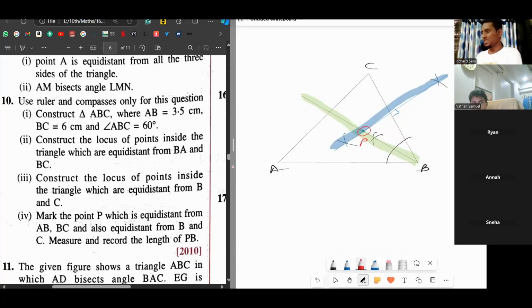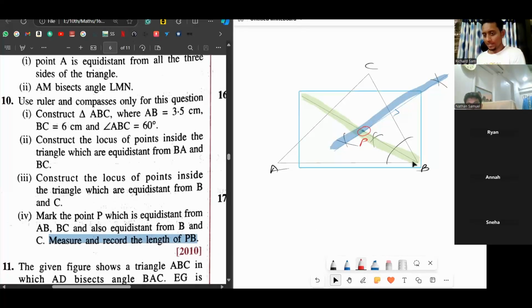Is everything clear? This is how the questions will be in this chapter. They'll ask you to draw two loci and tell the point which satisfies both the conditions. So you just have to see the point where both those loci will meet. Then measure and record the length of PB. That's the only way their teachers can check whether you do correctly, the length that you measure, PB. That length should be same for everyone. So out of 100 students, if 95 students get the same answer, that means they're all right. And the 5 who got different answers, they're wrong.